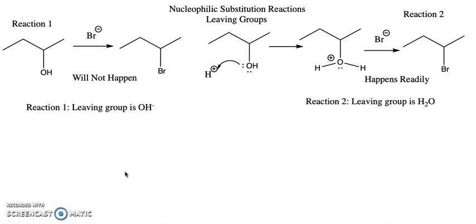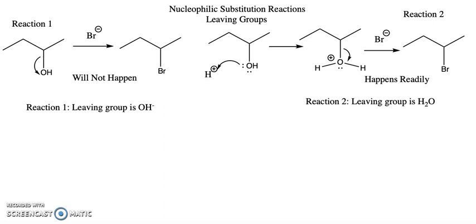Well, what's the difference between these two reactions? If we look, what we notice is the difference is the leaving group. In reaction 1, this OH is the leaving group. On the other hand, in reaction 2, it's H2O that's the leaving group. And I should emphasize that this is OH minus as a leaving group, and H2O has no charge on it. So when OH minus is a leaving group, the reaction is slow. When H2O is a leaving group, the reaction happens easily, readily.